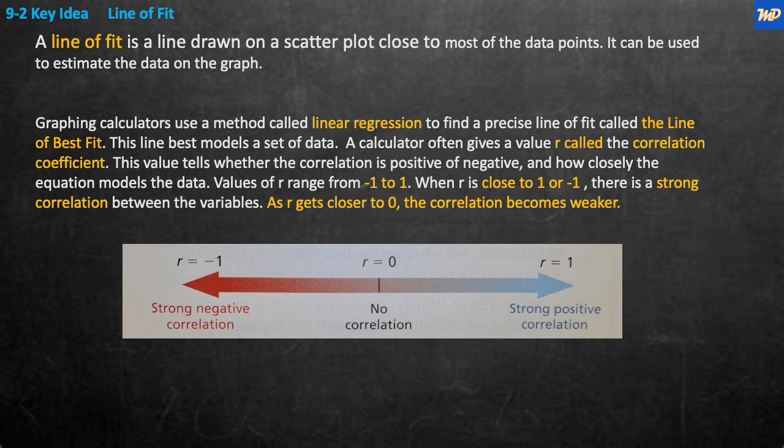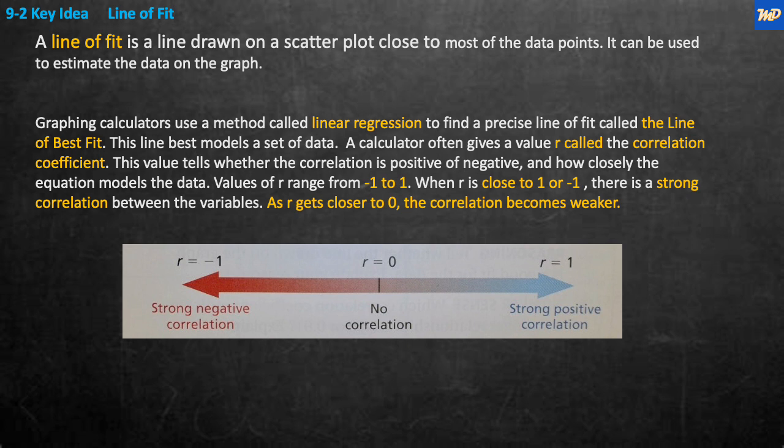Graphing calculators use a method called linear regression to find a precise line of fit, and that line is the best line of fit, the line of best fit. This line best models a set of data. A calculator often gives a value R called the correlation coefficient. You're going to see that in the future here. This value tells whether or not the correlation is positive or negative and how closely the equation models the data. This is the linear regression equation. Values of R range from -1 to 1.